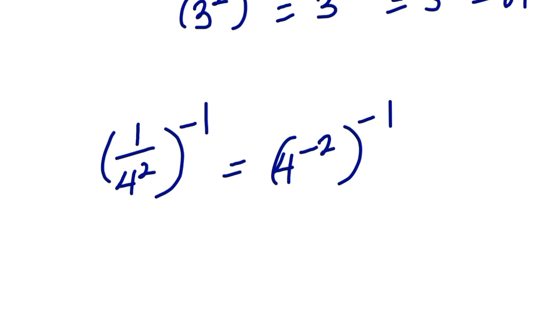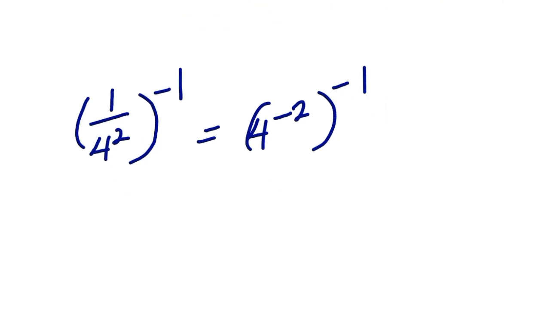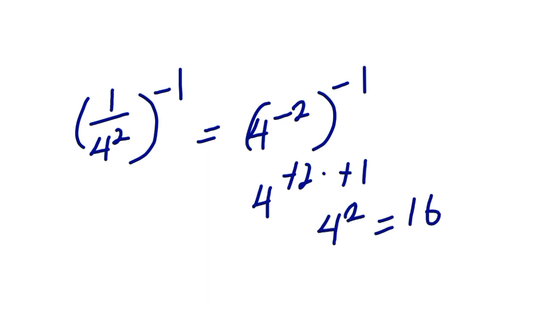Then we now apply this law, and this will give us 4 raised to the power of minus 2 multiplied by minus 1. So this minus is going to cancel this minus, and we're left with 4 raised to the power of 2, which is equal to 16.